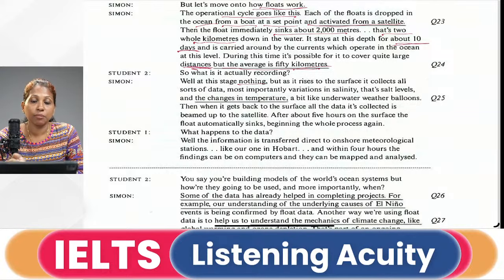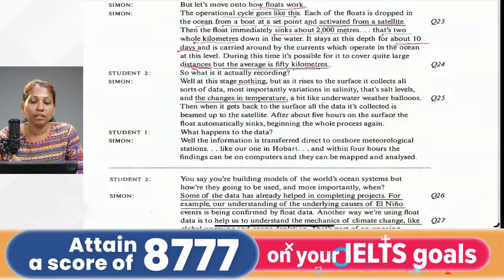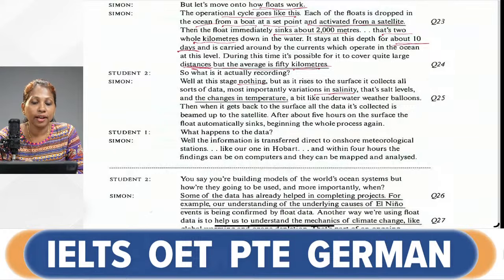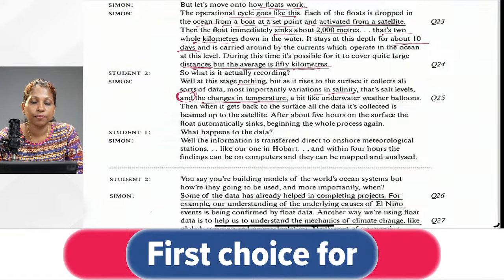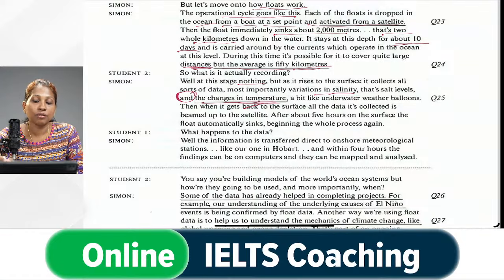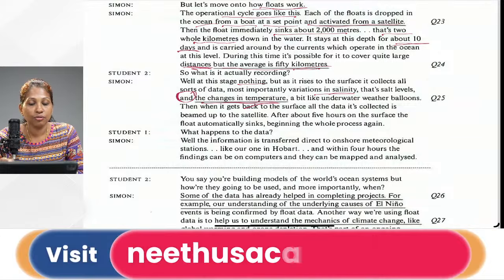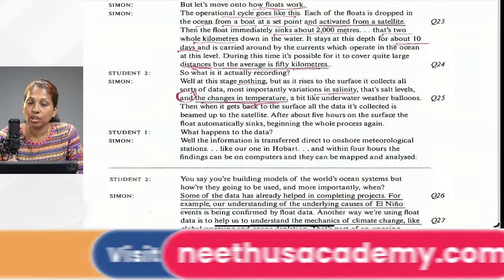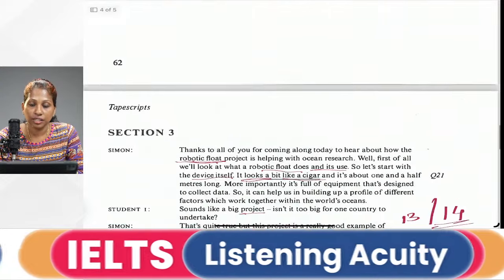Okay, at this stage nothing, but as it rises to the surface, it collects all sorts of data, most importantly variations in salinity, which is already given, that's salt levels, and the changes in temperature, right? A bit like underwater weather balloons. Then when it gets back to the surface, all the data it's collected is beamed up to the satellite. Okay, after about 5 hours on surface, the float automatically sinks, beginning the whole process again. Now this is what is mentioned here. So what is it recording? It is recording the variations in salinity, that is salt levels, and the changes in temperature.